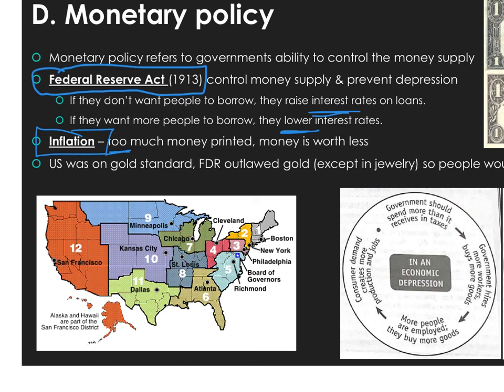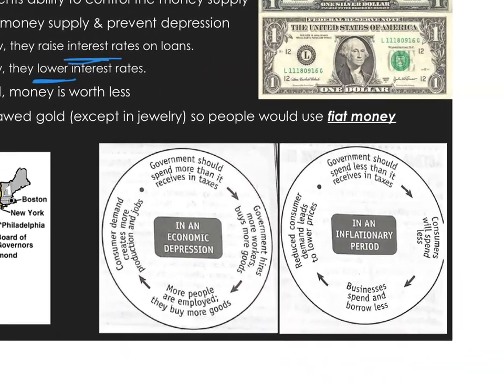As a matter of fact, most of the U.S. was still on the gold standard. Even though the money was back on the Federal Reserve, most people were still using gold to trade, and FDR went as far as to outlaw gold except in jewelry. So people quit using it because it was hurting our actual money supply.